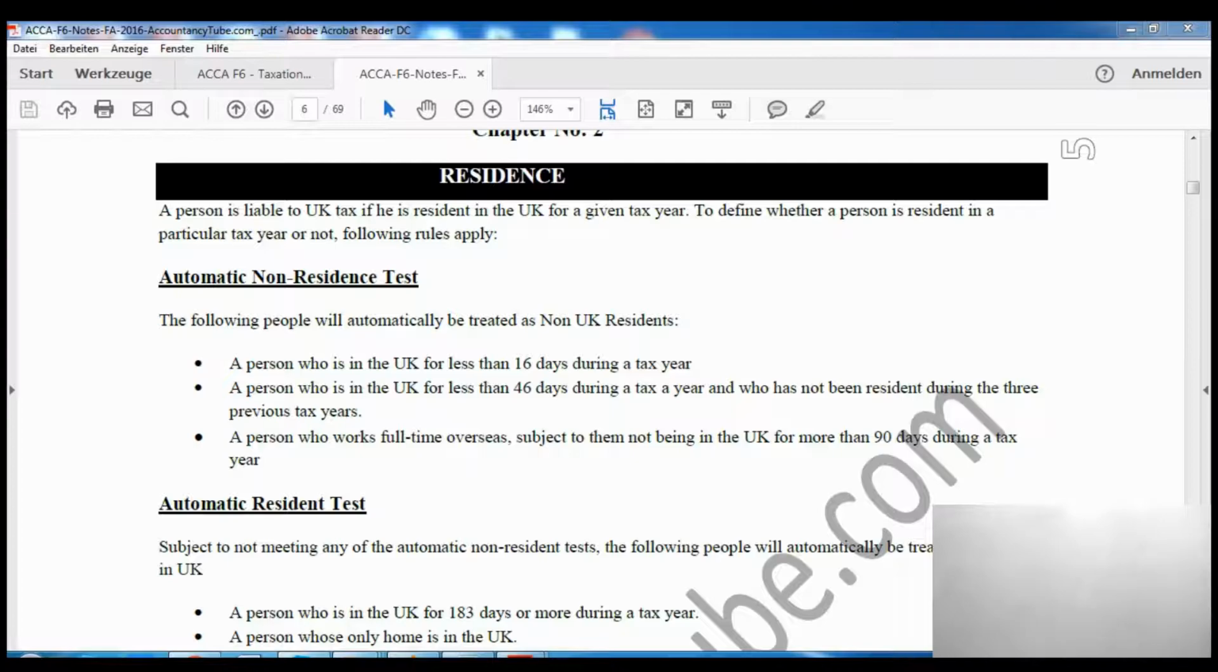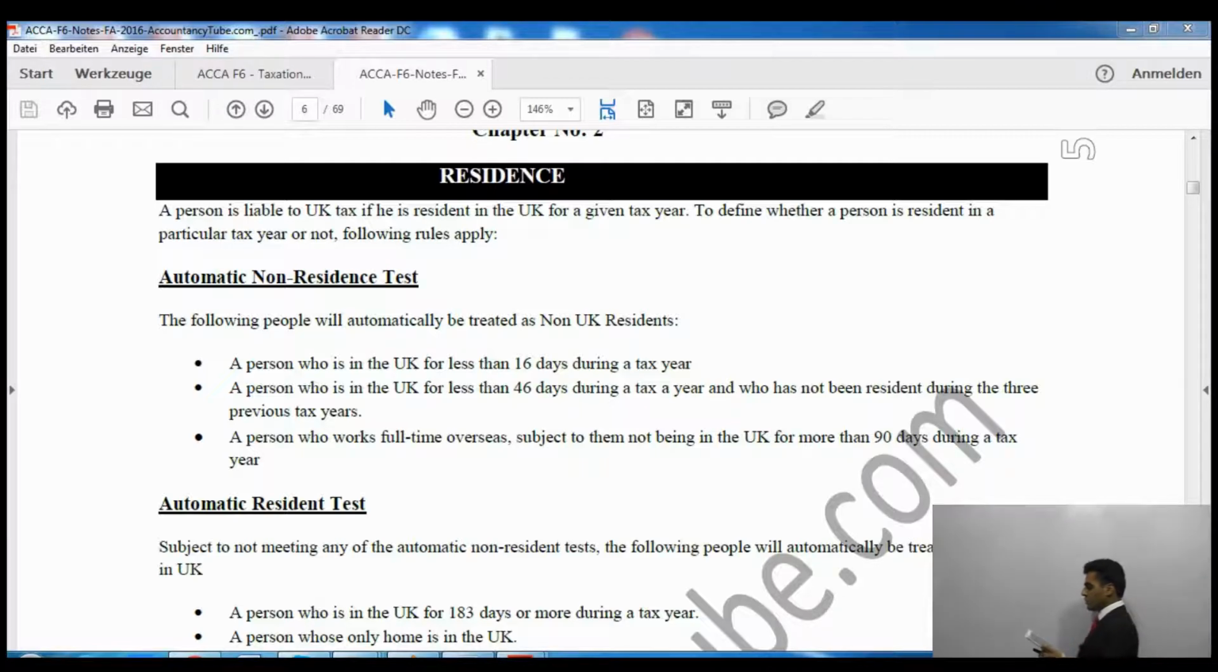A person, as you can see on your screen, is liable to UK tax if he is resident in the UK for a given tax year. If you are a resident in the UK for a given tax year, then you will have to pay tax. To define whether a person is resident in the UK or not in a particular tax year, the following rules apply.